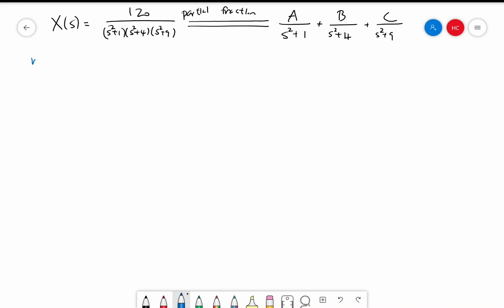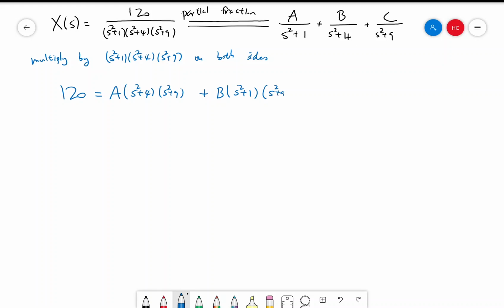Now multiply by the denominator on both sides. So we get 120 equals A times (s squared plus 4)(s squared plus 9) plus B times (s squared plus 1)(s squared plus 9) plus C times (s squared plus 1)(s squared plus 4). And here we're going to use the similar trick that we learned with partial fractions. If we plug in s squared equals negative 1, then the B and C terms go away. We get 120 equals A times 3 times 8. So A is equal to 5.